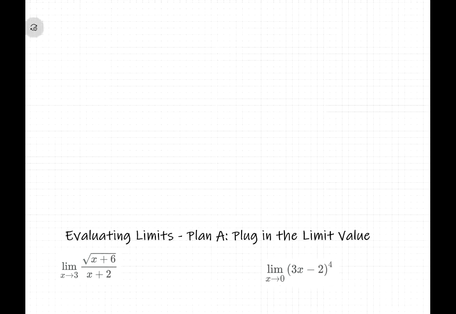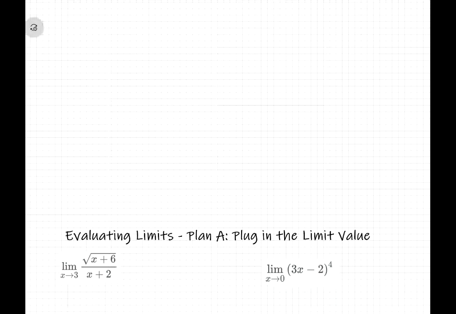Okay, in this video, I would like to talk about the process of evaluating limits. And in this video, you're going to hear me referring to a plan A and a plan B. Now, plan A is very straightforward. There's a value that x is approaching, plug in that value, and we're done. Plan B is what we fall back on, basically, if we can't plug in the limit value. And we'll get into some specific examples. There's about 10 of them in this video about when you can and cannot use direct substitution.